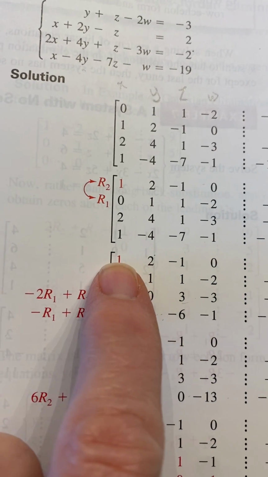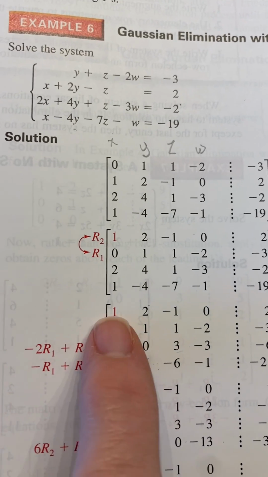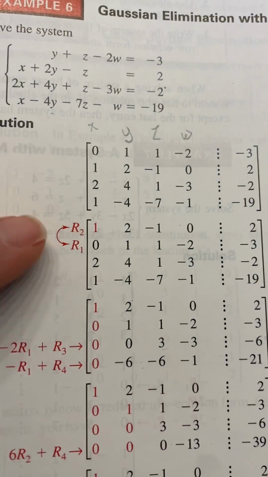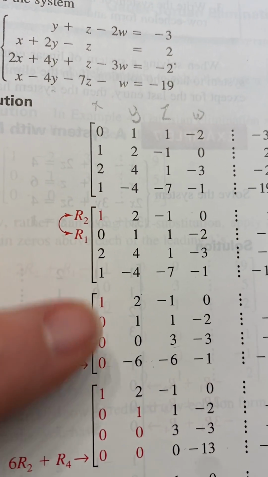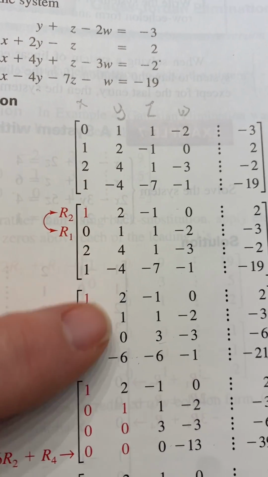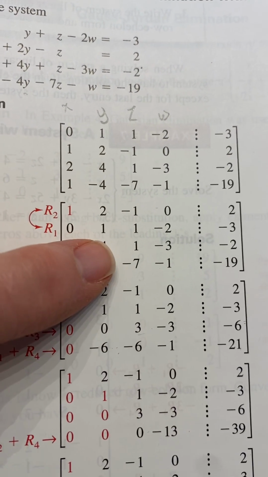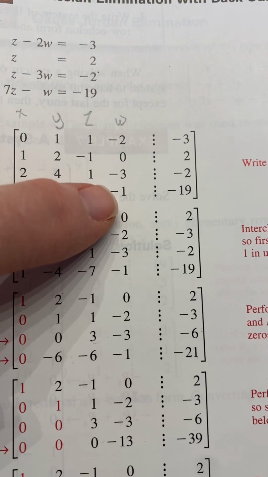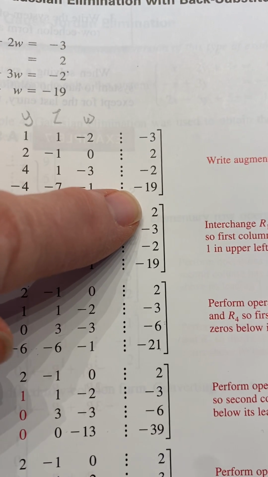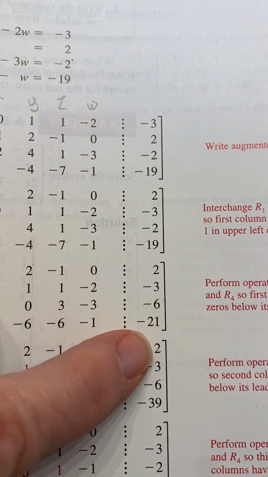If we use row 1 again to eliminate the 1 here in row 4, we multiply everything in row 1 by -1 and add it to row 4. So -1 times that plus that would give us the 0. -1 times 2 is a -2 plus -4 is -6. -1 makes that a positive, plus -7 gives us -6. -1 times 0 is just 0, added to -1 there. Don't forget here, -1 times 2 is -2, plus that gives us -21.